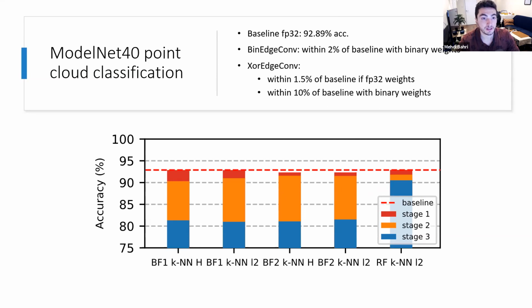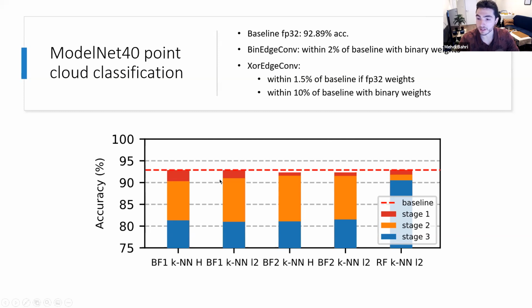So this shows that if speed is a greater concern than accuracy, then we can speed up both bottlenecks that we identified in the model by using both binary graph features and binary weights. But we can also strike a trade-off between the two by either using Bin-Edge-Conv or using XOR-Edge-Conv with floating point weights, for instance.